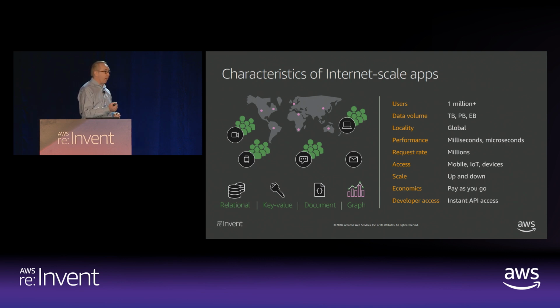NoSQL databases like Amazon DynamoDB address the scaling and performance challenges found in relational databases. NoSQL databases trade some of the query capabilities and ACID properties found in relational databases for more flexible data models that can really scale horizontally. So it's a completely different model.